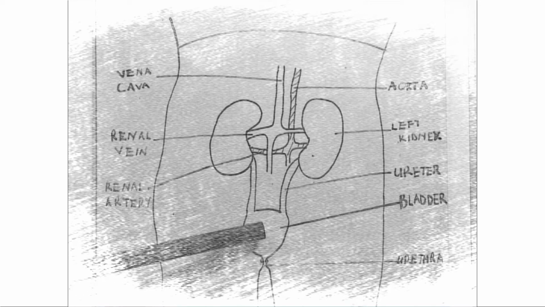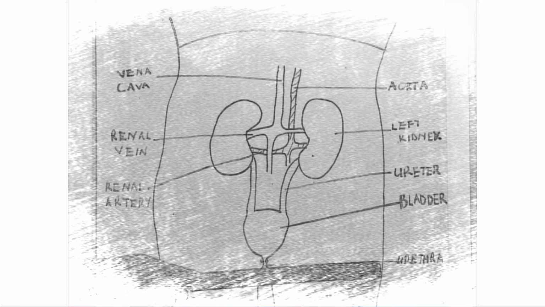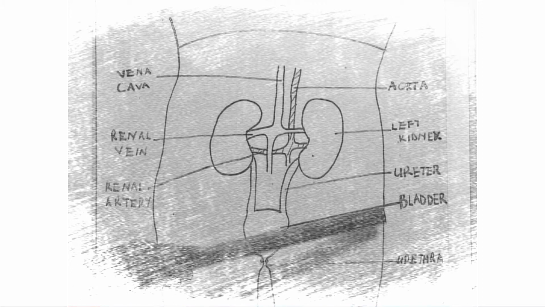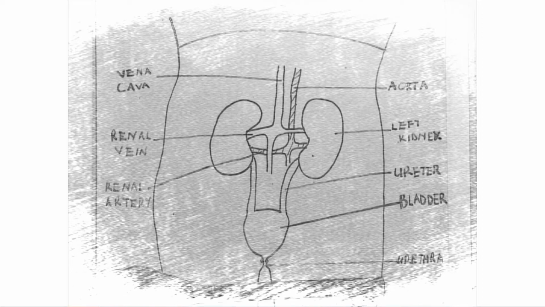When the bladder is full, urine has to pass out of the human body through the passage we call the urethra. So do not confuse ureter and urethra. The urethra is the passage for urine from the human body to the outside.